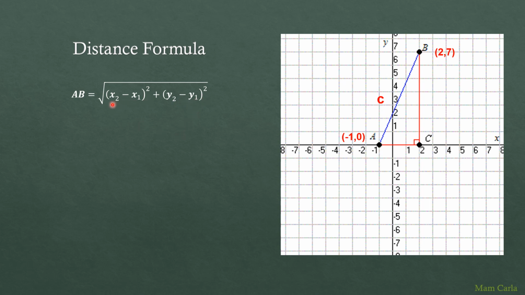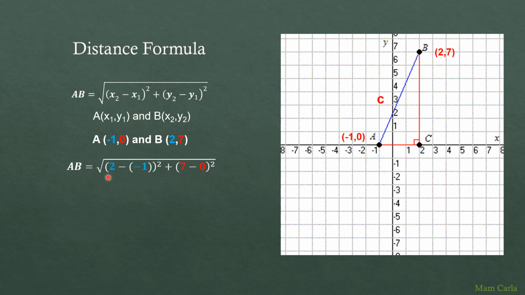We just need to find what x sub 2, x sub 1, y sub 2, and y sub 1 are. Knowing that A and B have the coordinates negative 1, 0 and 2, 7, the value of x sub 1 is negative 1, y sub 1 is 0, x sub 2 is 2, and y sub 2 is 7. Substituting these values to the formula, we have AB equals the square root of the quantity 2 minus negative 1 squared plus the quantity 7 minus 0 squared.